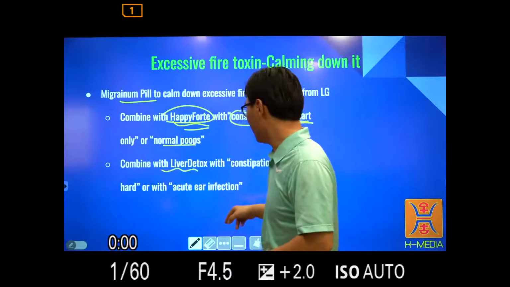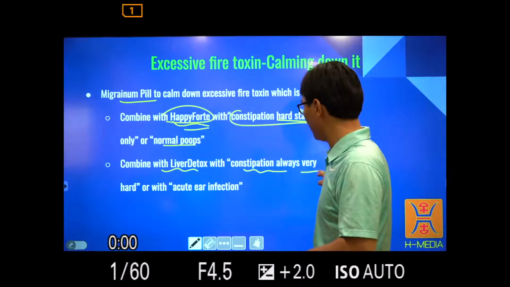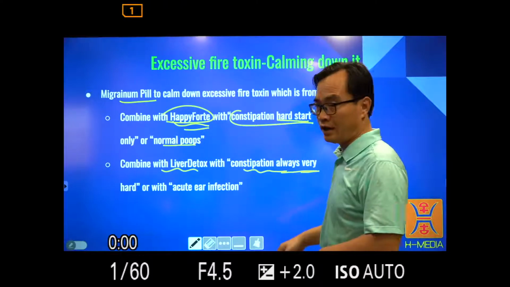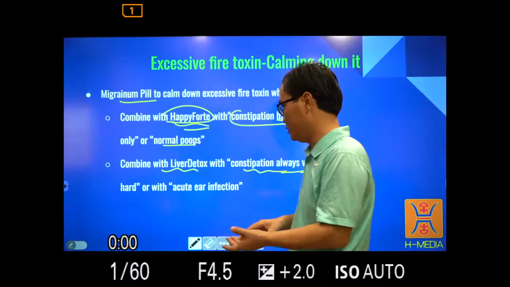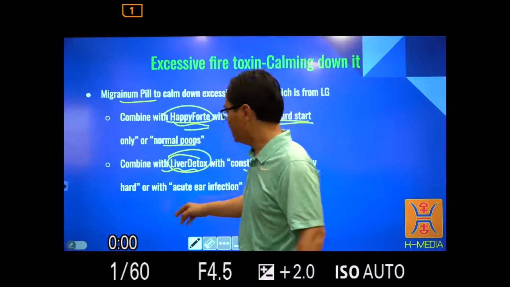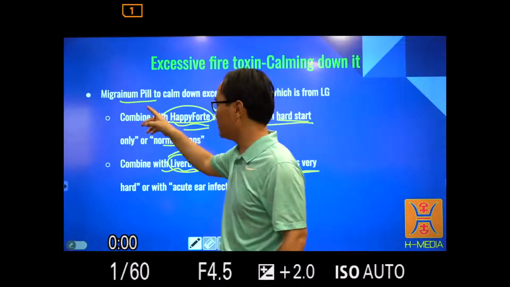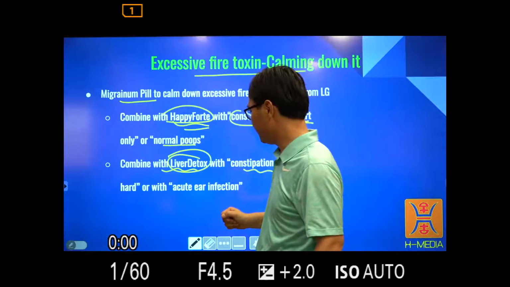And combine with liver detox for constipation that is always very hard. This is constipation always very hard, the stool is always very hard from the beginning until the end. Look, this is the liver detox. So liver detox combined with migraine pill can deal with this kind of excessive fire toxin.